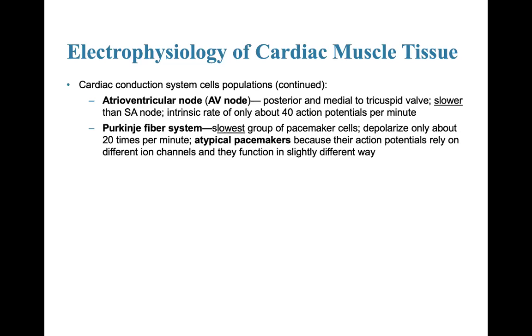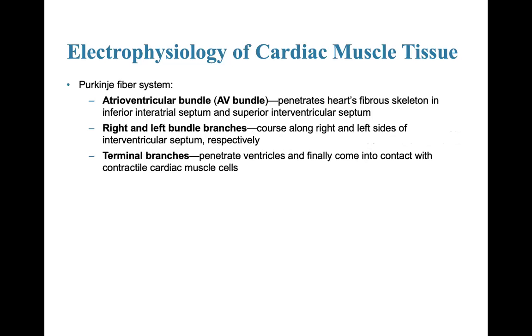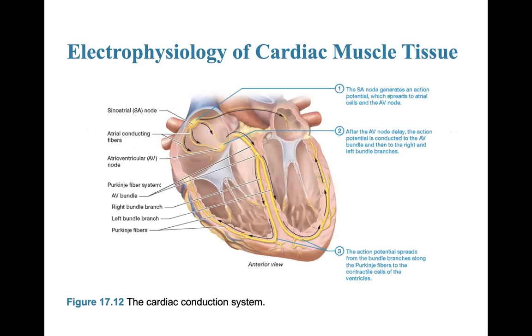The Purkinje fiber system is the slowest group of pacemaker cells, depolarizing only about 20 times per minute. These are atypical pacemakers, because their action potentials rely on different ion channels, and they function a little bit differently. The Purkinje fiber system includes the atrioventricular bundle, the right and left bundle branches, and then their terminal branches.